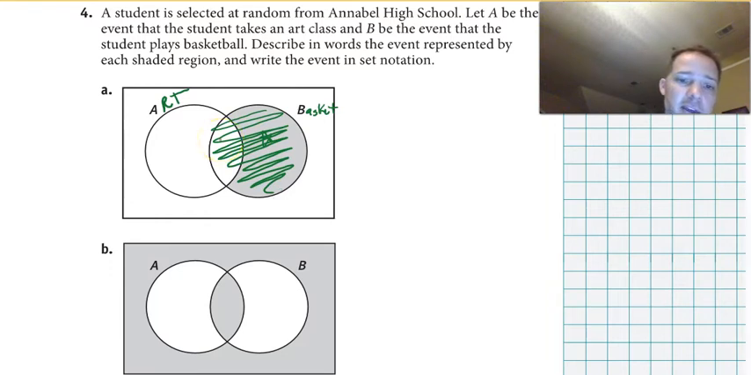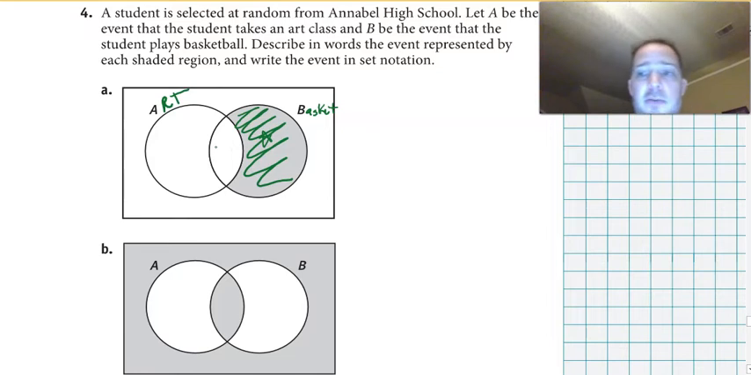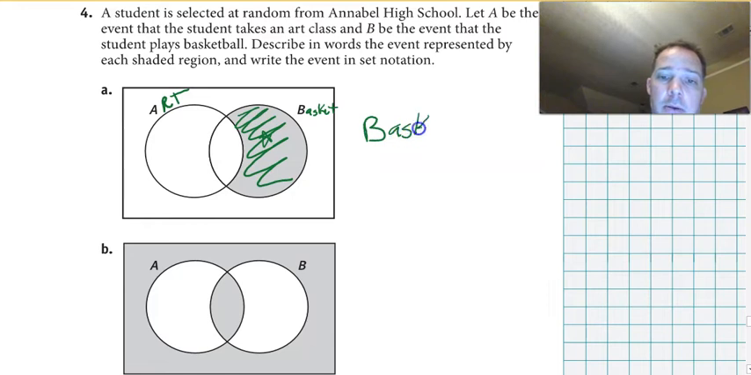If I get rid of this, what did I get rid of? What if I'm not shading that region with the X right there? I'm getting rid of the students that are in art. So I want the kids that are in basketball and not art.